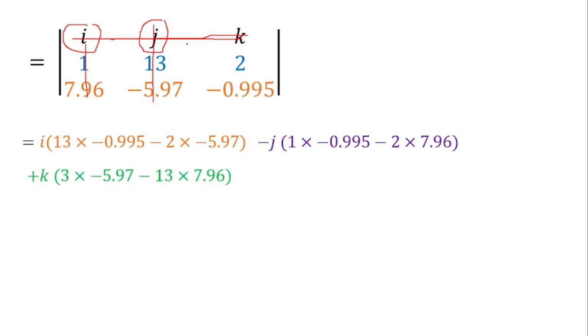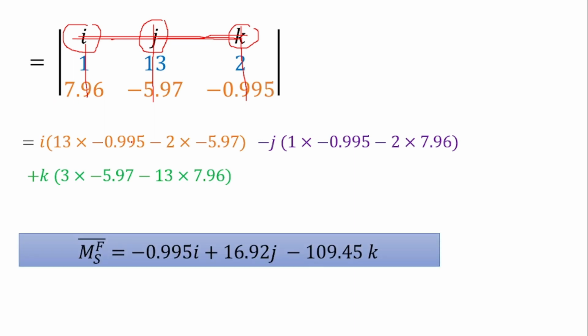And for the last term, we'll cancel out the first row and the last column. So here it should be 1 into minus 5.97 minus 13 into 7.96. So this will give you the value of the moment about a point. So it is equal to minus 0.995 i plus 16.92 j minus 109.45 k. So in this way you can calculate the cross product for the given values.